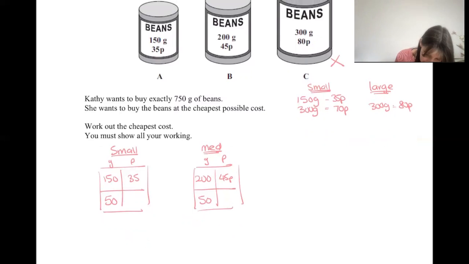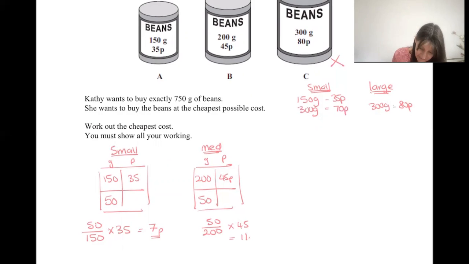So the trap number is 150. So that's the maths that I've got to do. I'll put that into my calculator and I get 7. So I know that 50 grams is 7 pence. I'm going to do the same over here. 200 is my trap number. Times that through by 45. And I work out that it is 11 pence and a little bit for 50 grams.